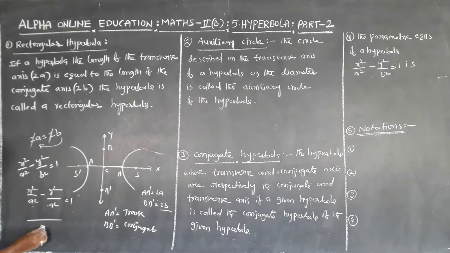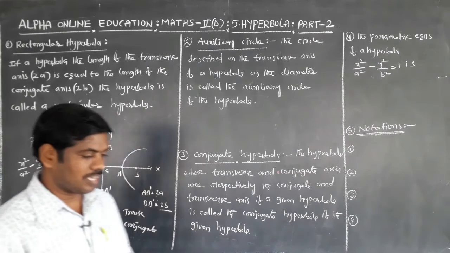Here taking LCM, x square minus y square equal to a square. Taking a square to the right side, x square minus y square equal to a square. This is the equation of the rectangular hyperbola. Rectangular hyperbola equation: x square minus y square equal to a square.